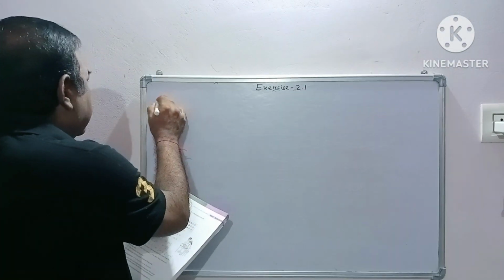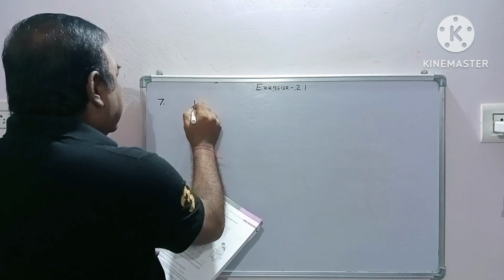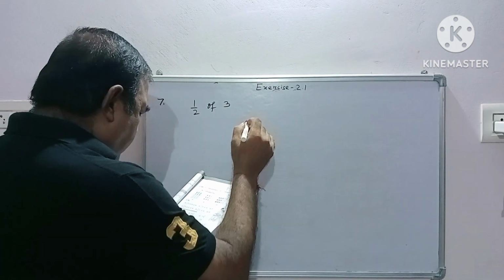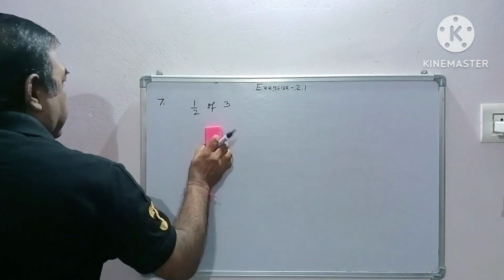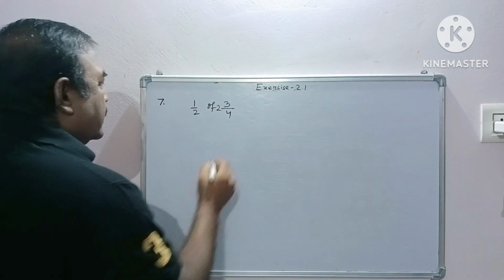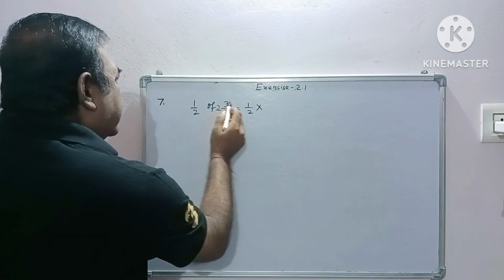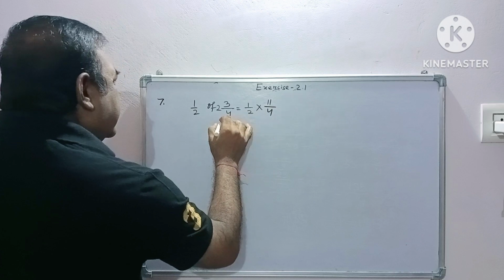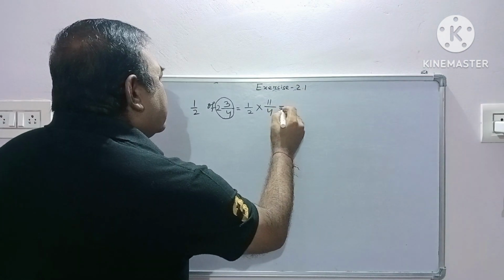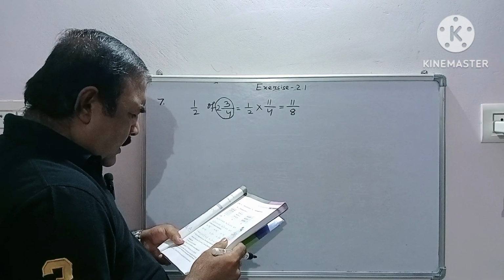So this is question number 7. Find 1 by 2 of 2 whole number and 3 upon 4. So 1 by 2 of means into, 2 fours are 8, 8 plus 3, that is 11, 11 upon 4. That means we converted the mixed fraction into improper fraction. That is 1 into 11, that is 11 divided by 2 into 4, that is 8. So we may do like this.